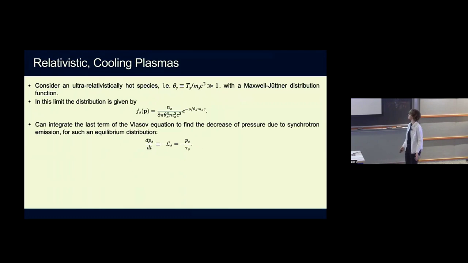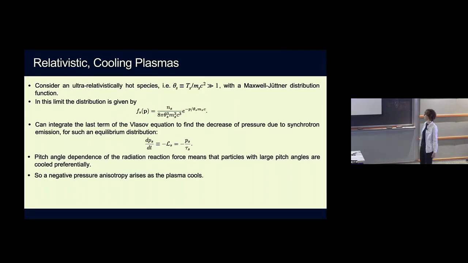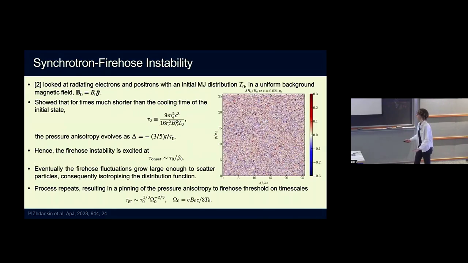But of course, this doesn't capture the whole story, because on the last slide, you could see that the radiation force actually had a pitch angle dependency. So even though here I've just got this easy-looking cooling term, what actually happens is that this pitch angle dependence means that particles with large pitch angles are cooled preferentially, so over time you will get a negative pressure anisotropy, right? And of course, what does negative pressure anisotropy mean?